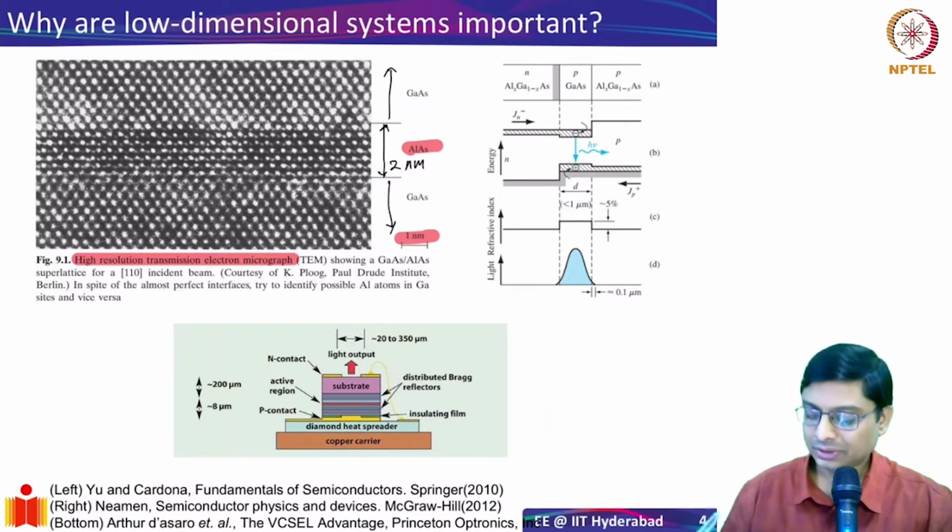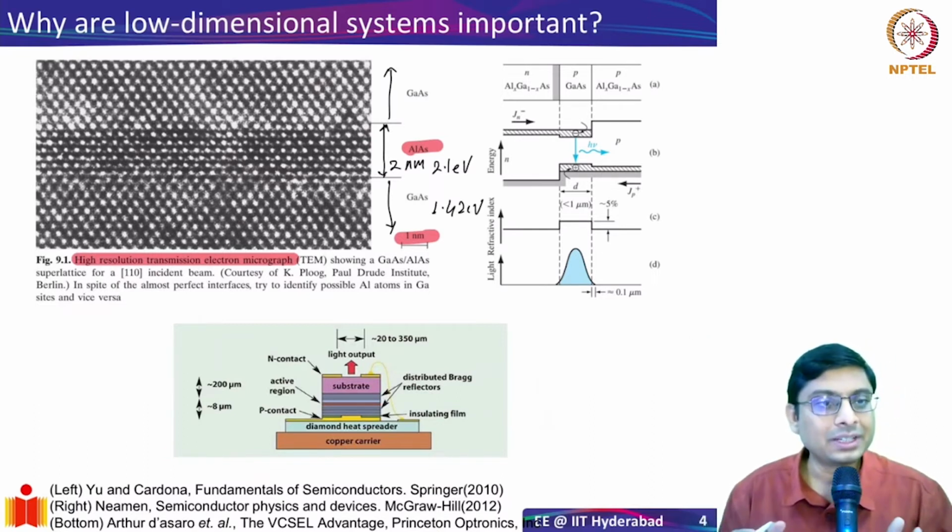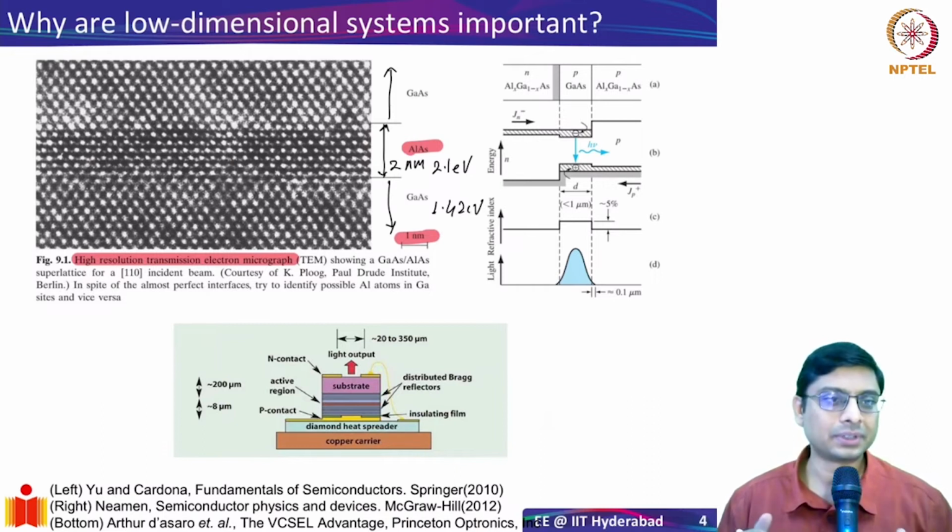This is an example of a confined structure. Aluminum arsenide has a band gap of about 2.1 or 2.2 eV, let's say 2.1 eV. And gallium arsenide has a band gap of 1.42 eV. So I'm able to make structures with different band gaps in this sort of supercell. Why is this important?